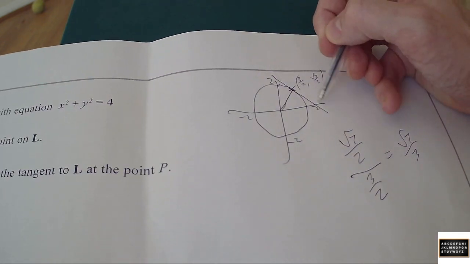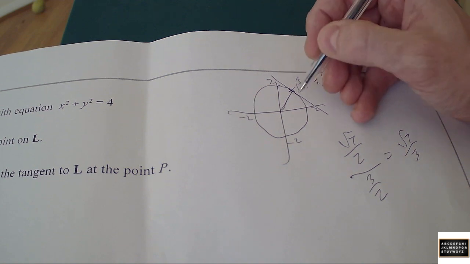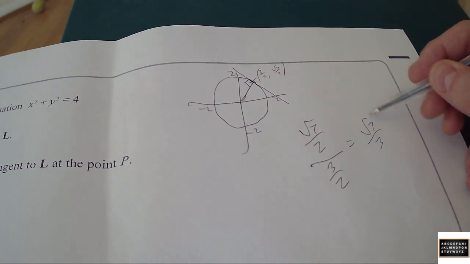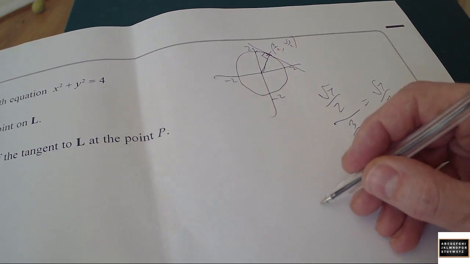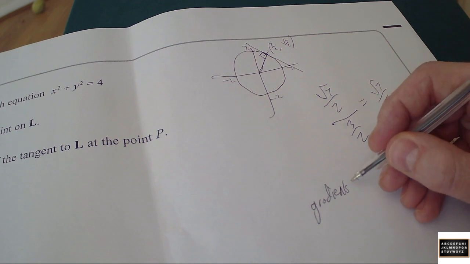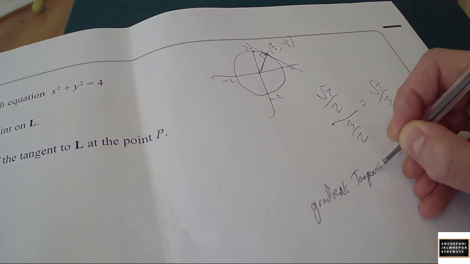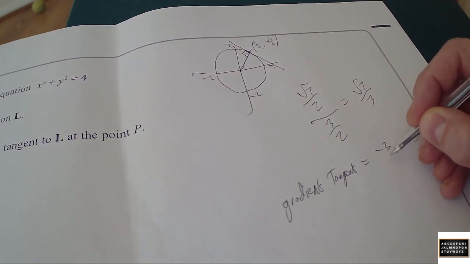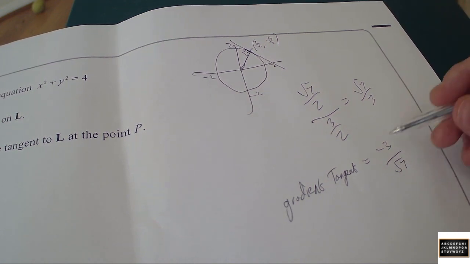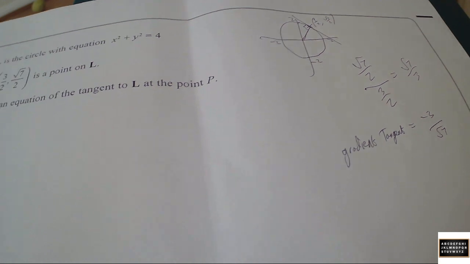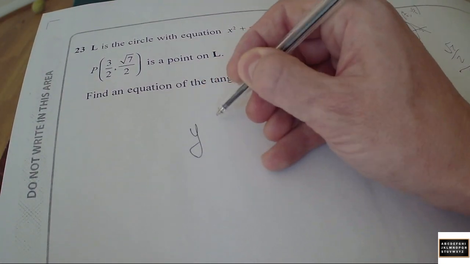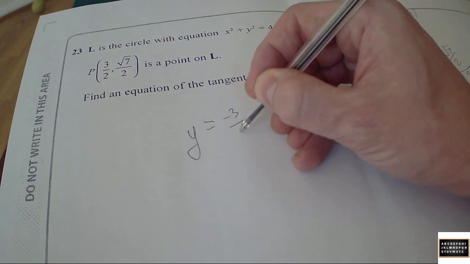The gradient of the tangent to it will be perpendicular. You can see it's perpendicular, and perpendicular gradients are the negative reciprocal of this. So the gradient of the tangent, for this one, will be minus 3 over root 7. So you flip it upside down, stick a minus in front of it, that gets you to minus 3 over root 7.